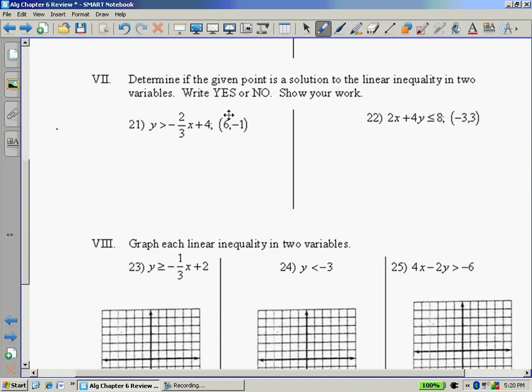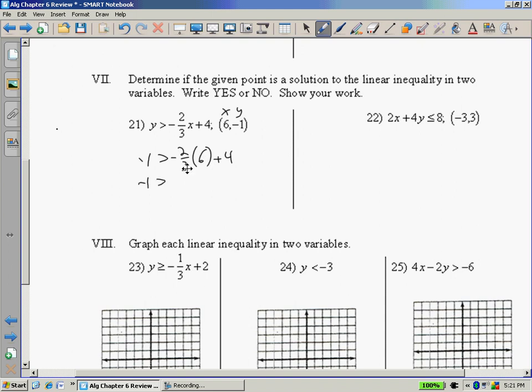Determine if the given point is a solution. Write yes or no and show your work. I'm just simply going to label these x and y. I'm going to plug in negative 1 for y. Plug in 6 for x. And just work it out and see what happens.